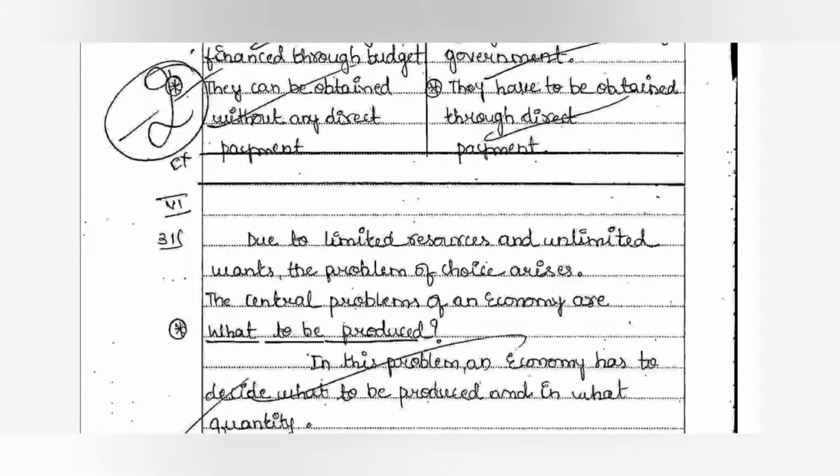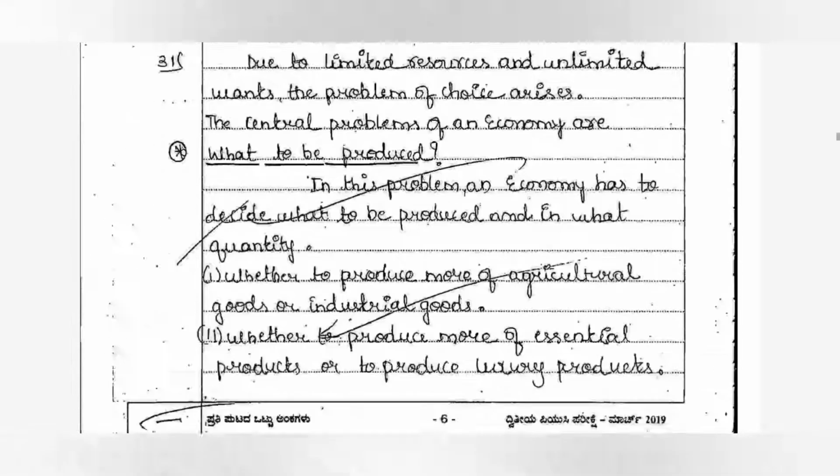This is from Part C. Answer any 7 of the following questions. This is very important, 4-mark questions. The 31st question is: what is the central problem of an economy? We have scarce resources, due to which the problem of choice arises. The central problem of an economy is what to produce and in what quantities, whether to produce an agricultural product or industrial product, and how to produce.